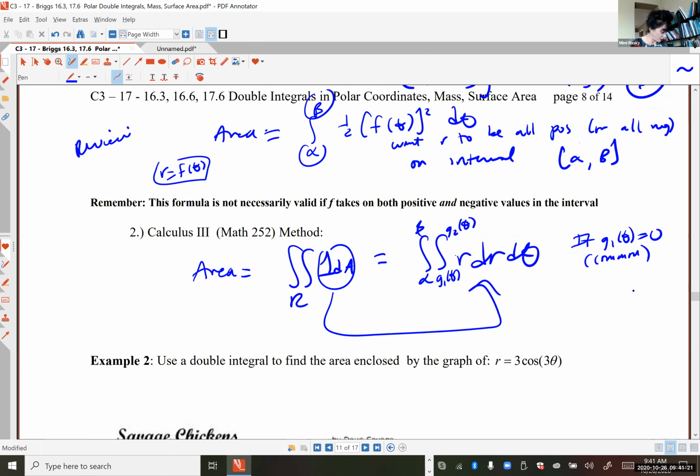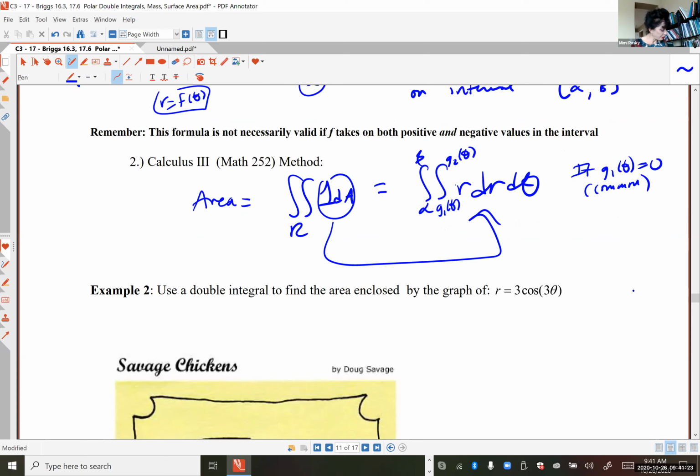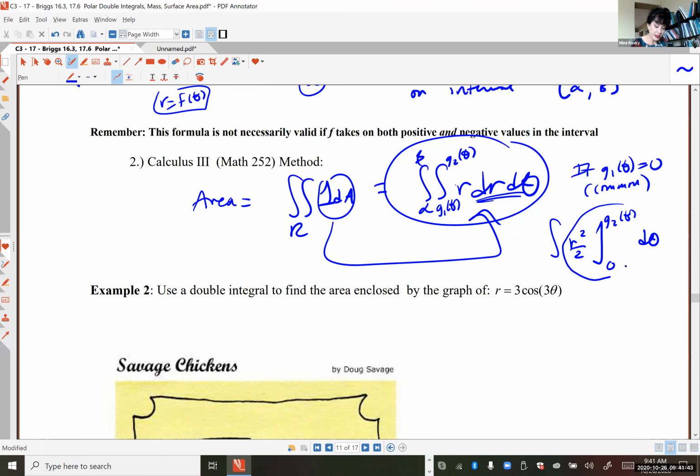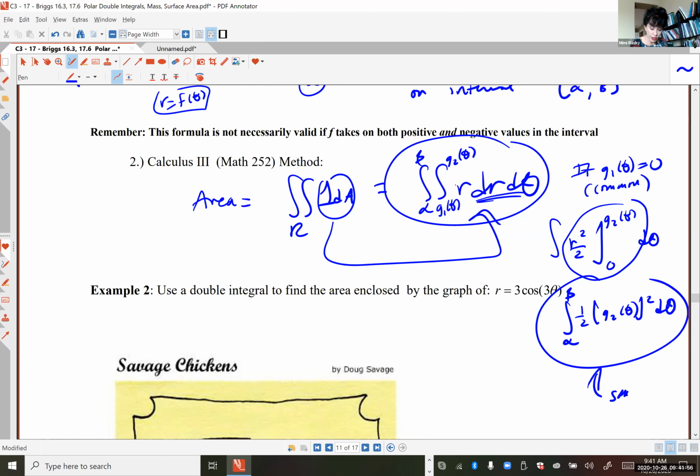Now, if g1 of theta is just r equals 0, which is very common, but not necessarily all the time, but for a lot of what we're going to be doing, then what's kind of cool that I want you to notice is that if you take the innermost integral, you're going to get r squared over 2, from 0 to g2 of theta, and then d theta. And then what this is going to look like is 1/2 g2 of theta squared d theta, where theta goes from some alpha to beta. And this is the same business that you had in Calc 2.